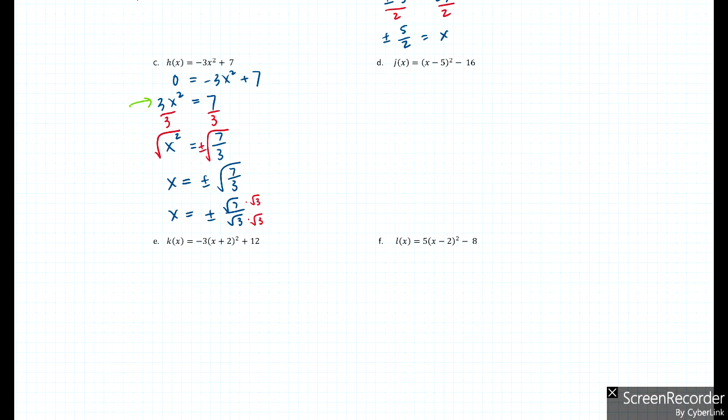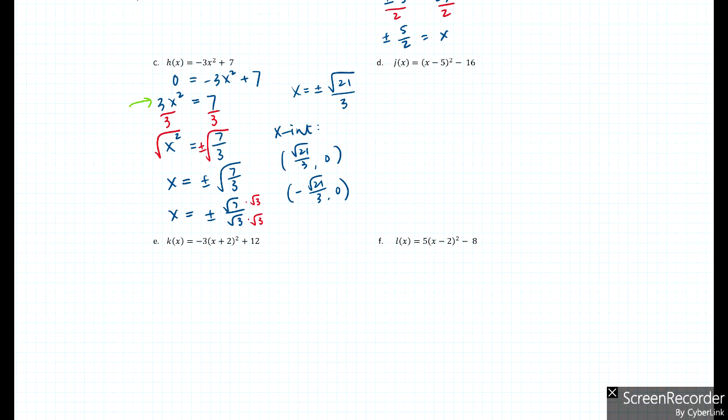And once we do so, we're going to get on top, we have square root of 7 times square root of 3, which is square root of 21. And on the bottom, square root of 3 times square root of 3 should give you 3. And the end goal is that you shouldn't have any square root in the denominator. Therefore, our x-intercepts are root 21 over 3 comma 0 and negative root 21 over 3 comma 0.